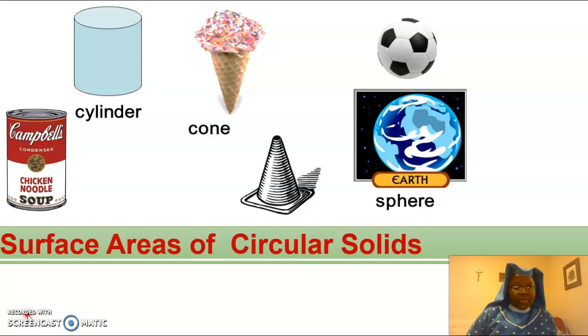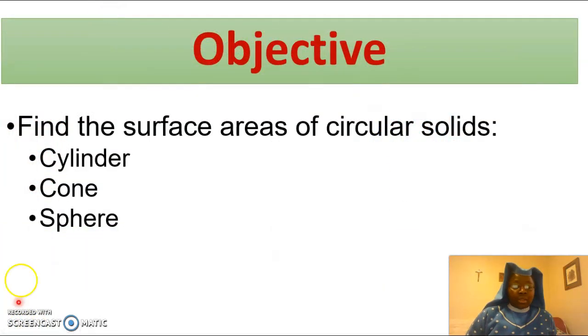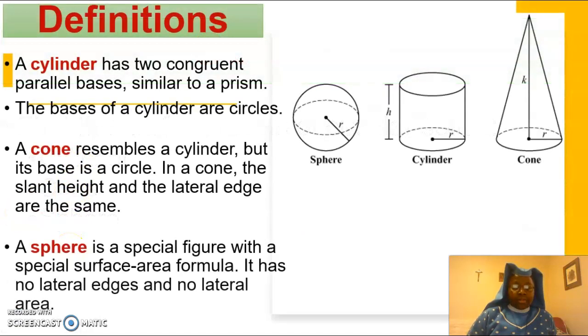In this video, we'll look at surface area of circular solids, three-dimensional figures that have circles as part of them, like a cylinder, a cone, like you see an ice cream cone, or a sphere, like in balls or Earth. So we're going to calculate their surface areas. Again, I've named them cylinder, cone, and sphere.